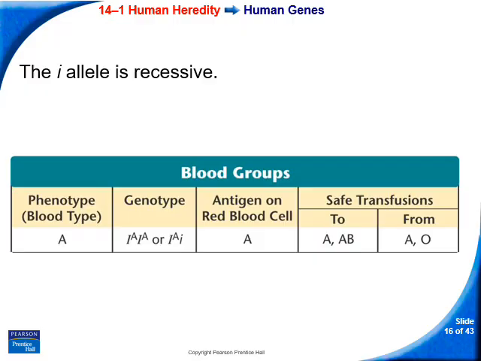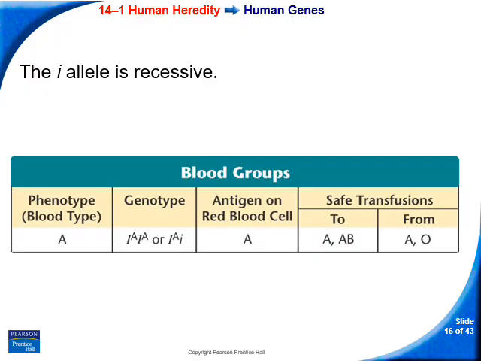The other genotype is IAI, which means one of his parents gave him the ability to produce A, right there, but his other parent gave him the inability to produce A. And because the ability to produce A is dominant, you are expressing the A. You're still blood type A, even if only one of your parents gave you the blood type A. Now, the antigen on the red blood cell of blood type A is the A antigen, because you are able to produce that antigen on your red blood cell. That's why it is blood type A.